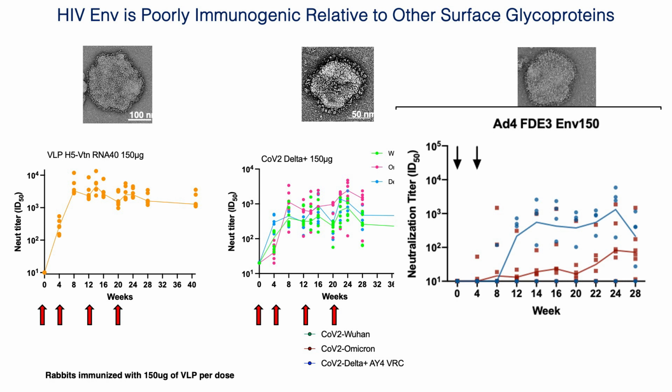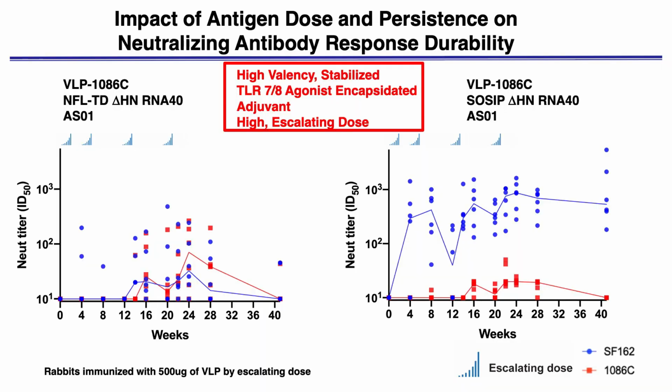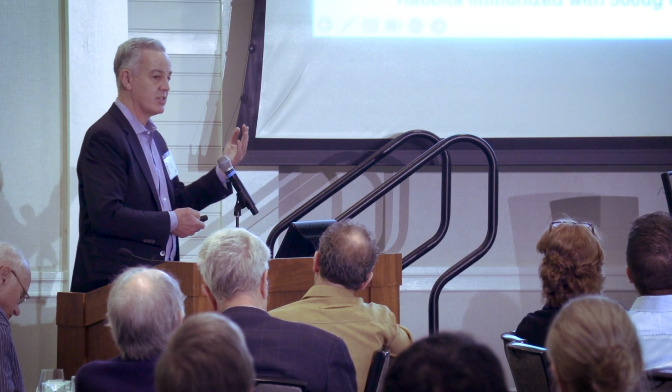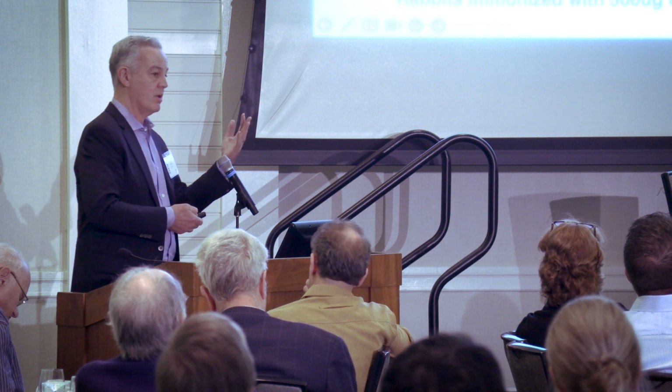And in the end, what we needed to do was all of the things that we had postulated were important in a live virus infection. So we needed to express it as a high valency stabilized ENV on the particle. We needed to encapsulate TLR7 and 8 agonists. We had to apply adjuvants, which gave us magnitude, but never gave us any durability. But the thing that made the biggest difference in durability was very high doses, and then an escalating dose that really imitates a live virus infection. That turned out to be a really critical thing for antibody response durability. So many different factors that imitate a live virus infection.